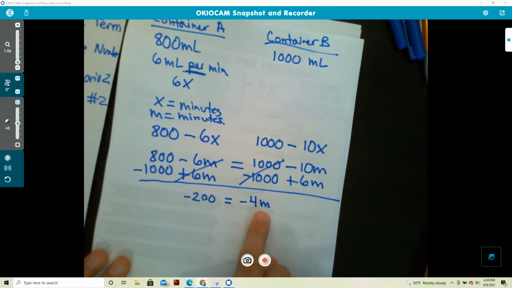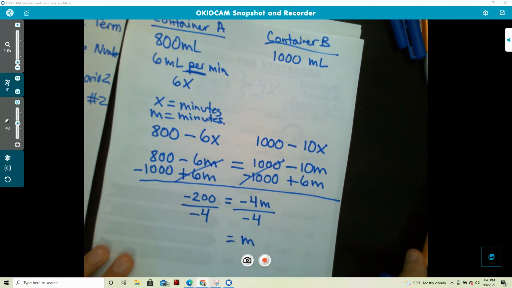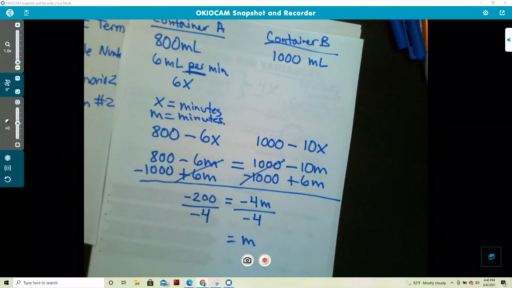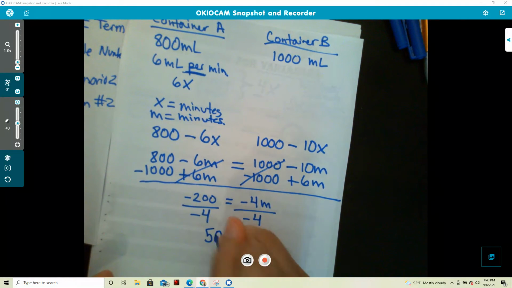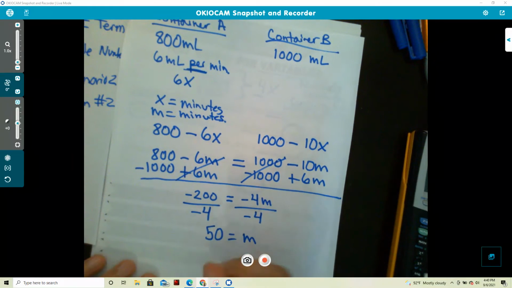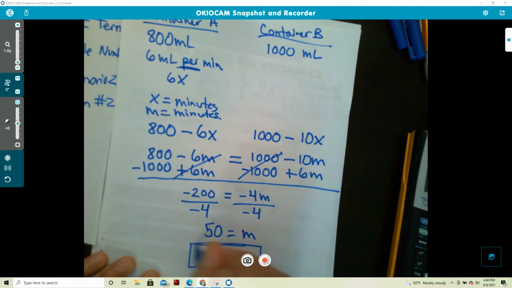So we have negative 4 times m, so divided by negative 4, get it equal to 1. So m is going to be equal to negative 200 divided by negative 4. It's going to be 50, so m equals 50. So in 50 minutes is when they'll have the same amount of water in their tanks.